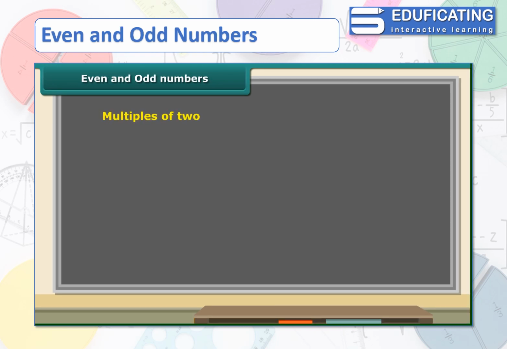Do you observe any pattern in the numbers 2, 4, 6, 8, 10, 12, and so on? You'll find that each of them is a multiple of 2. The numbers which are multiples of 2 are known as even numbers. The rest of the numbers 1, 3, 5, 7, 9, 11, and so on are called odd numbers.